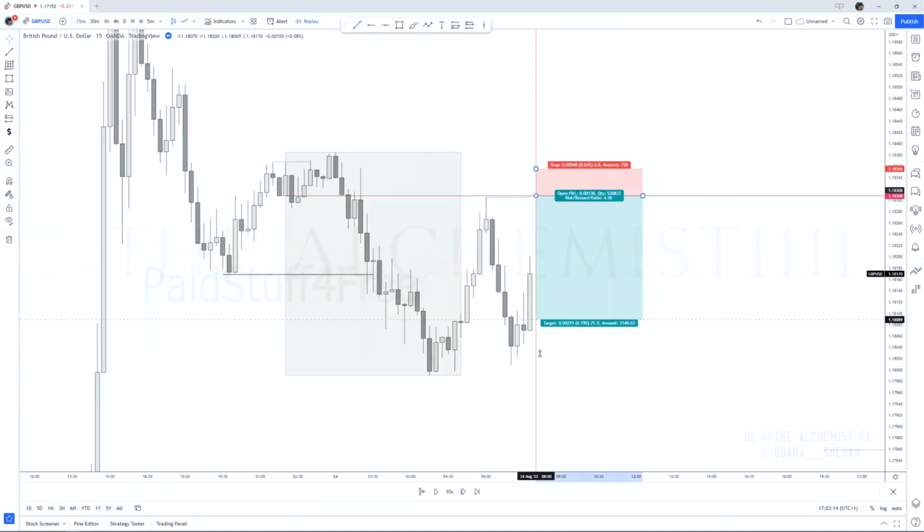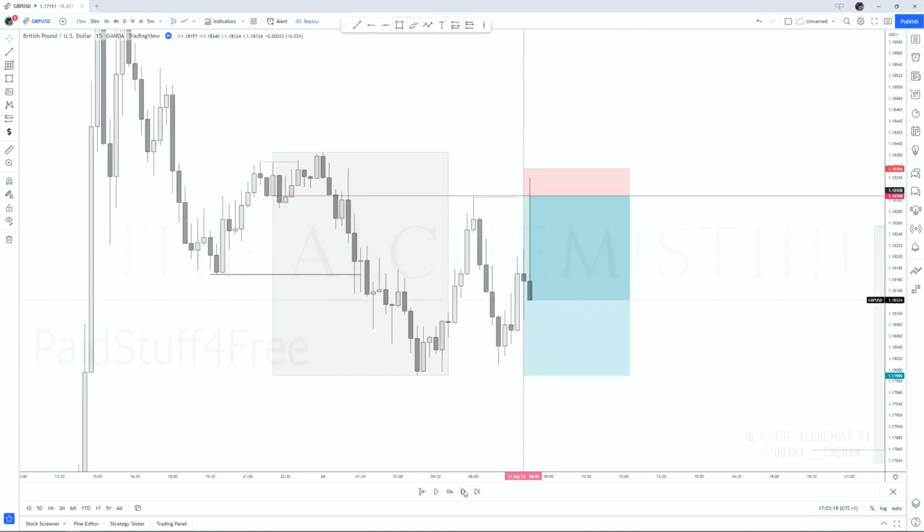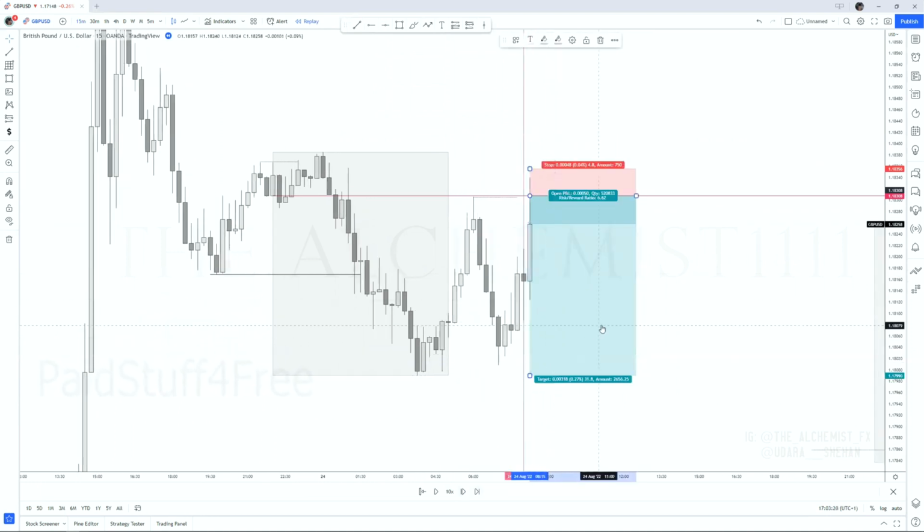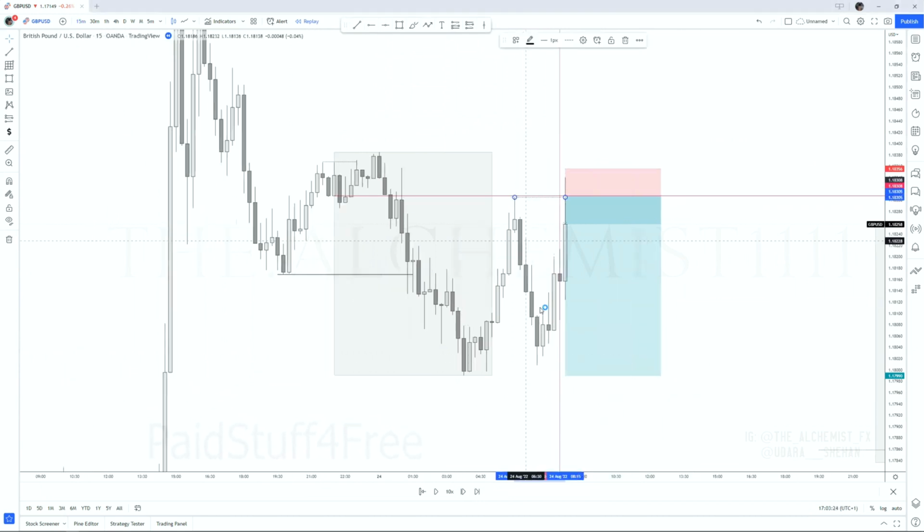And then we target external range liquidity. Okay, we target external range. So what happens? There it goes. Timing is good, 8:15 a.m. Can you see it? Right at 8:15 a.m.